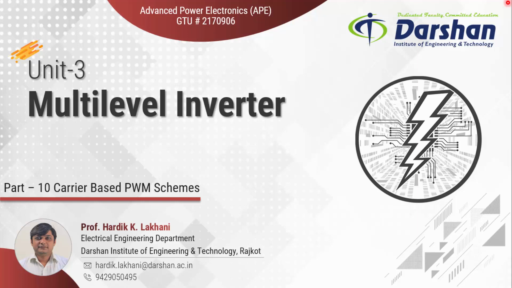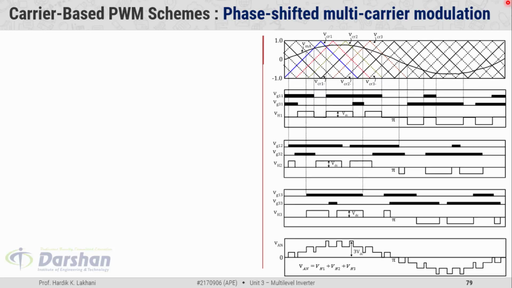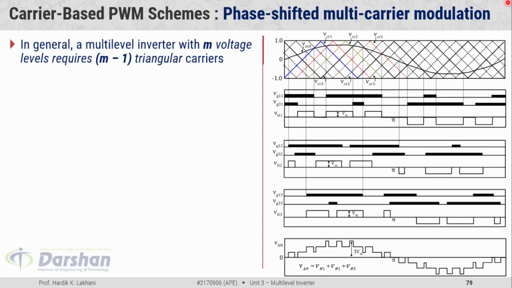Part number 10 of unit number 3, multi-level inverter, explains the carrier-based PWM schemes and applications of multi-level inverter. Carrier-based PWM schemes are generally classified into two ways. The first is phase-shifted multi-carrier modulation and the second is level-shifted multi-carrier modulation. Let us first understand the phase-shifted multi-carrier modulation scheme.